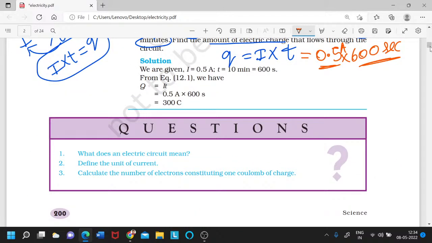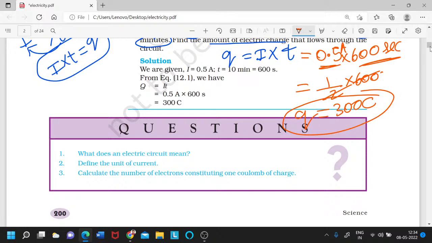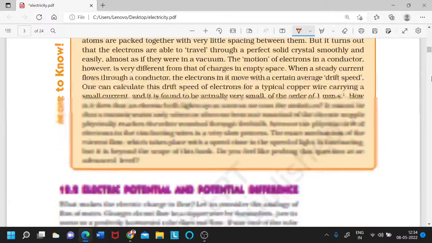Now see here. 0.5 you can take as 1 by 2. 1 by 2 into 600, so we cancel this and get 300. We found the charge, and the unit of charge is called coulombs. Otherwise, multiply 0.5 into 600. 3000, one decimal will go off. So 300. So I get the charge as 300 coulombs. Okay. Next question.